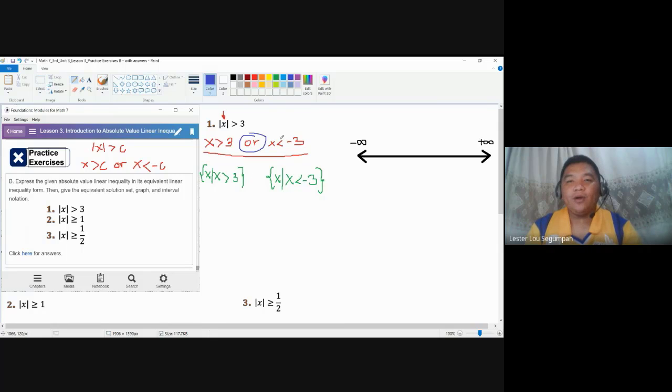So we are just simply going to use the notation used for union of sets, which is the cup, or simply U. We call it cup. This is now the better solution set. This means that we are combining two different solution sets into one solution set.